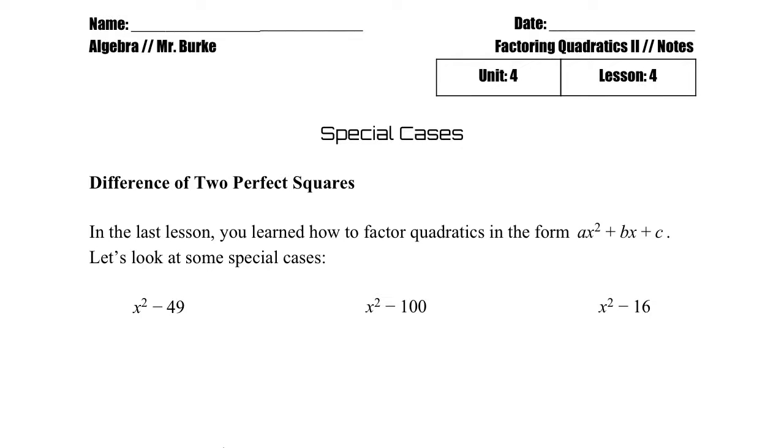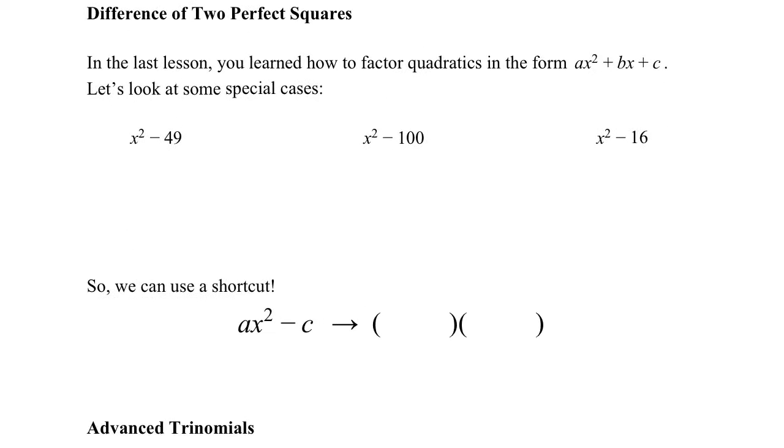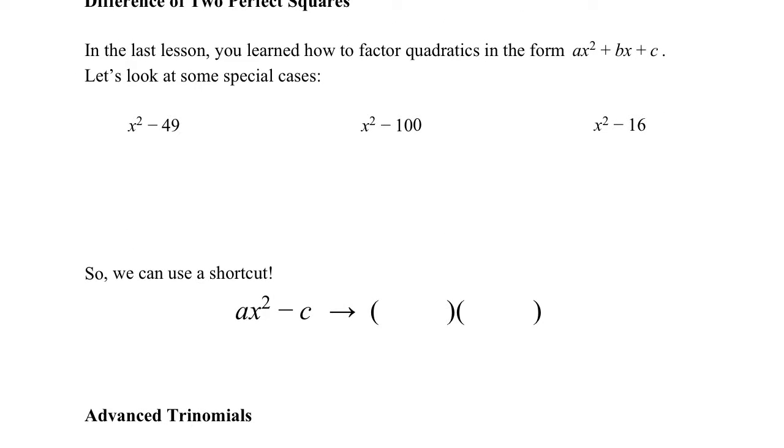All right, so for this last lesson regarding factoring, we're going to look at a couple of special cases. In this first part of this video, we're going to look at the case called difference of two perfect squares. So we learned that the standard form of a quadratic is ax squared plus bx plus c.